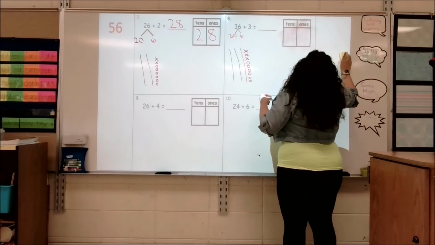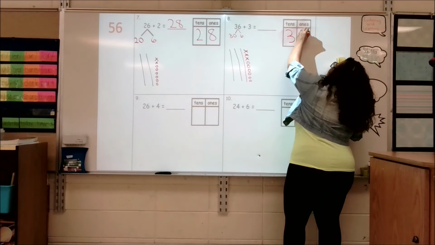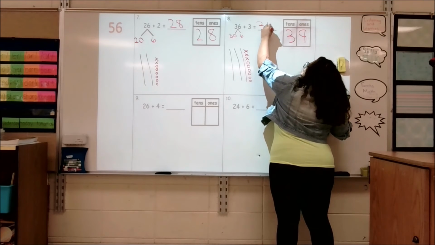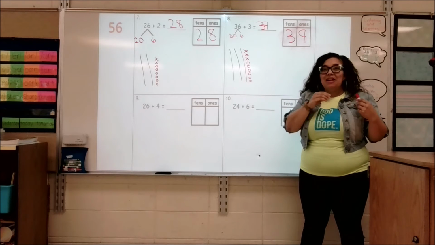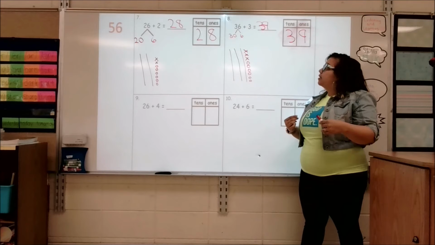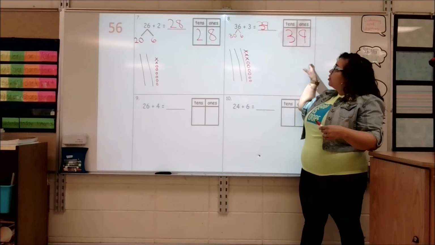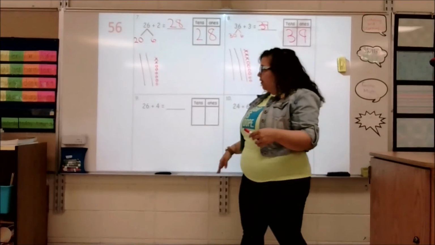So even though I added the ones first, the answer is that 36 plus 3 is equal to 39. The answer to my question is that it's equal to 39. Good. So 30 plus 9 is 39, which means 36 plus 3 is also 39. All right, let's do another one.